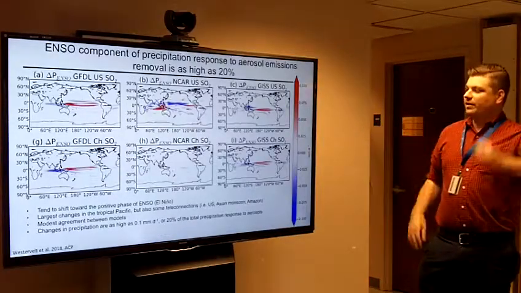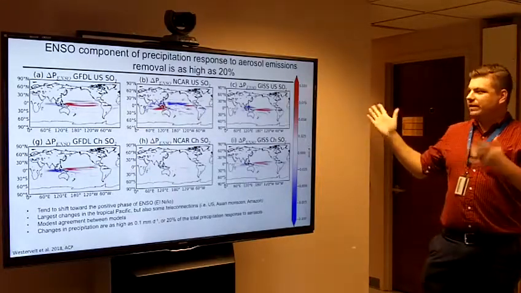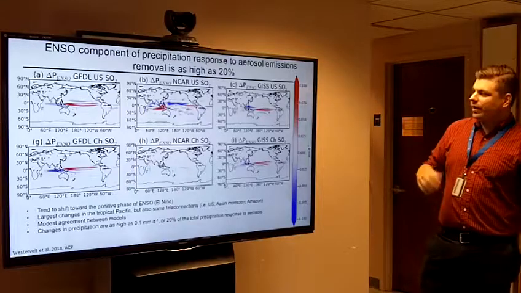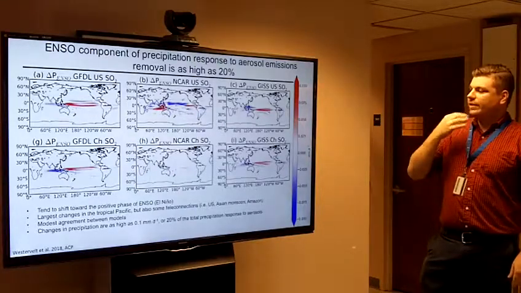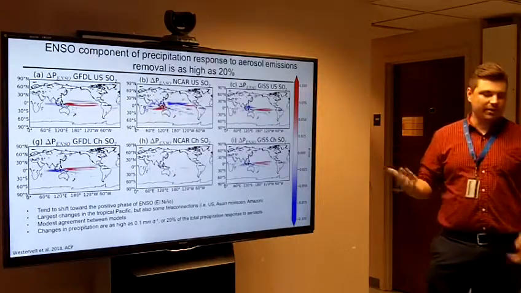So again, showing the delta precipitation just due to ENSO this time, or how I've defined due to ENSO. You can see that there tends to be a shift towards the positive phase of ENSO, first of all, so towards El Nino.